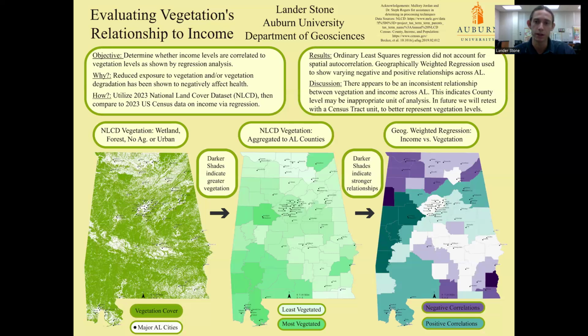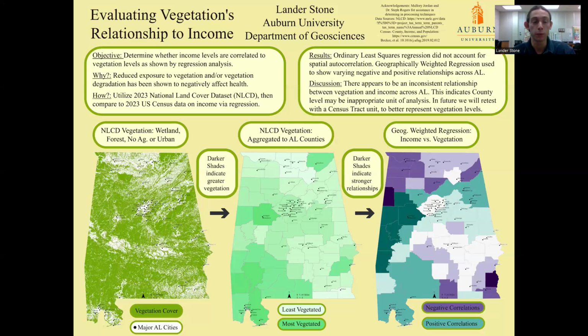So what I was interested in is to see, well, if we know that certain areas are having increased Medicaid spending as a result of reduced vegetation, are certain areas more affected by this increased spending? Or in my case, I wanted to see, is there a relationship here between income and vegetation? And that could influence this other paper's results as well as lead to other studies in this field.